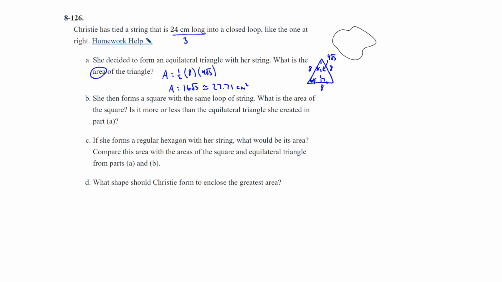Part B, she then forms a square with the same loop of string. What is the area of the square? Is it more or less than the equilateral triangle she created in Part A?